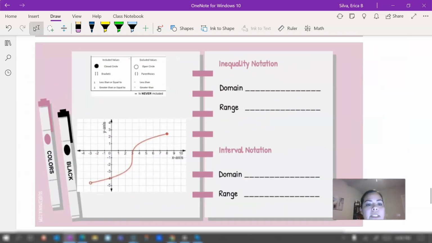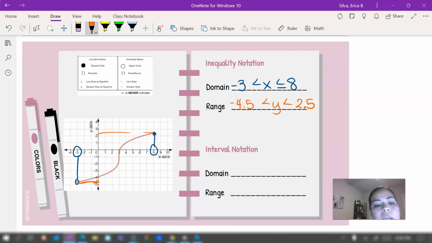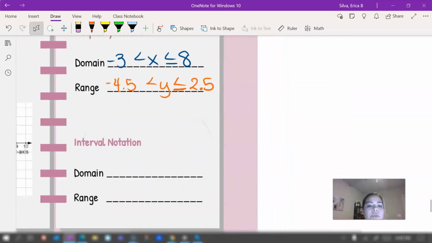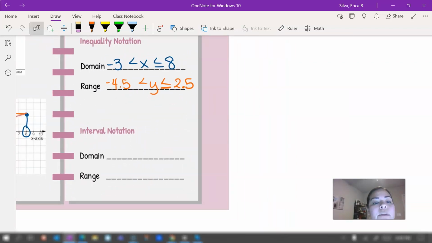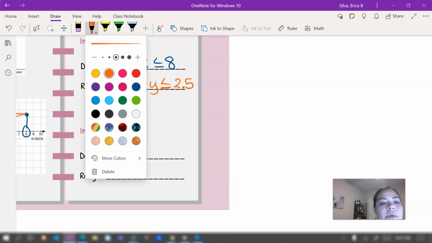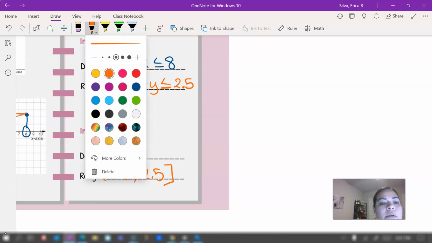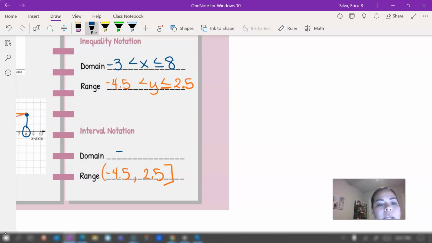Okay, last example. Negative 4.5 is not included. Positive 2.5 is included. So it's all values between negative 3 and 8, including 8 for domain. Okay, let's go ahead and write that down in interval notation. Negative 4.5 is the lowest, not included. 2.5 is the highest, included. And for my domain, we've got negative 3, not included, and positive.